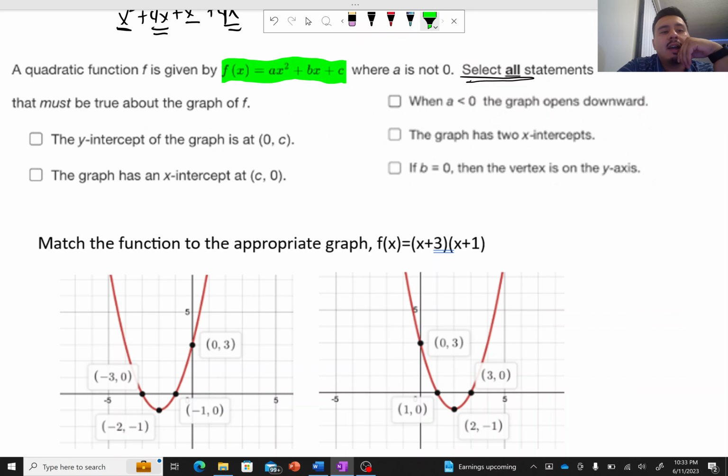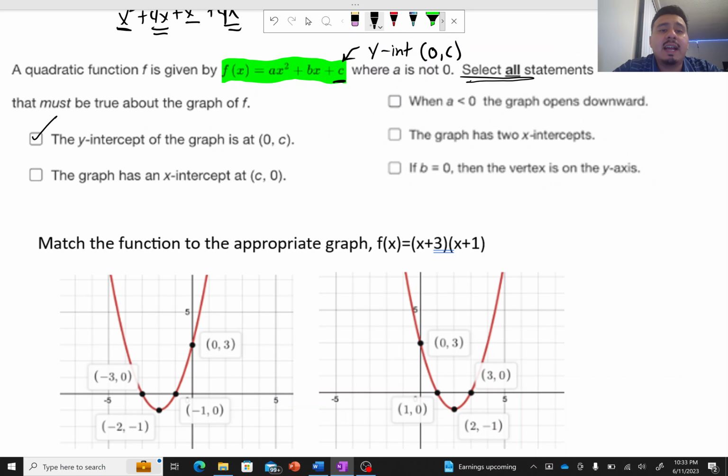So now I have to ask myself these questions and answer if they are true or if they're not true. The y-intercept of the graph is at 0, c. Well, is that true? Yes, this c value is our y-intercept. In other words, if I was to write it out as an ordered pair, I would write it as 0, c. So this one is true.